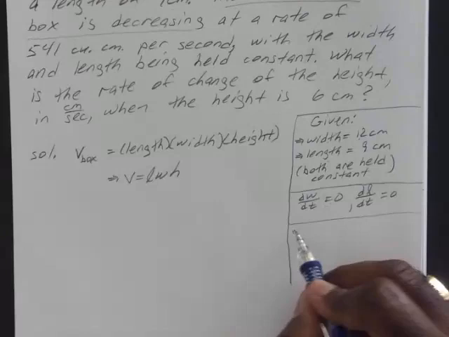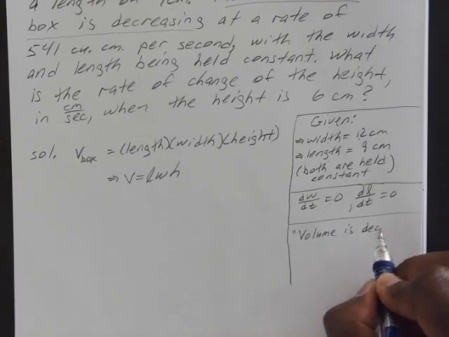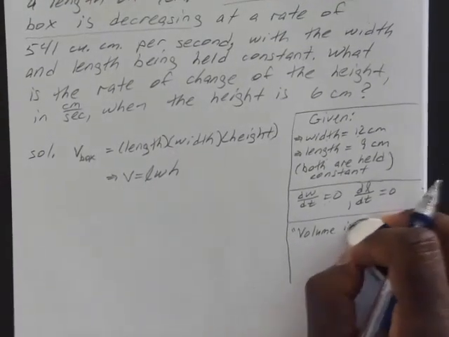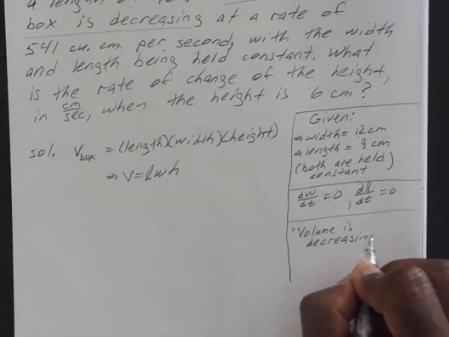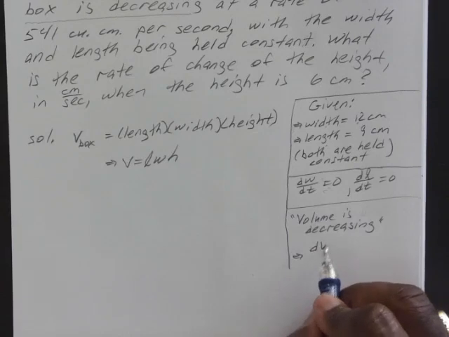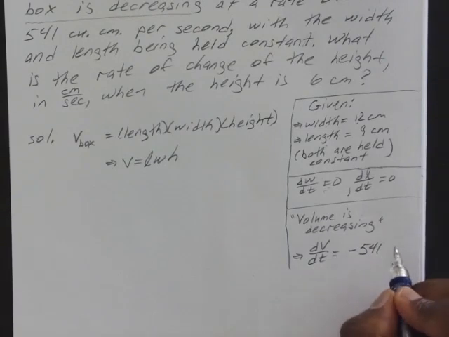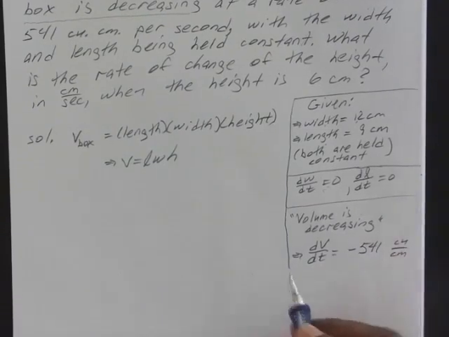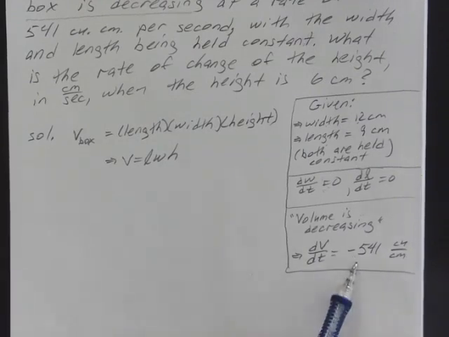Plus, when you see that the volume is decreasing, and I'll put it underneath it, it just looks like I'm going to run out of room. That just means the rate of change of the volume with respect to time is negative 541 cubic centimeters. So in all the examples we had before, when it was increasing, it was always positive. But whenever your rate of change is decreasing, it's going to be negative.